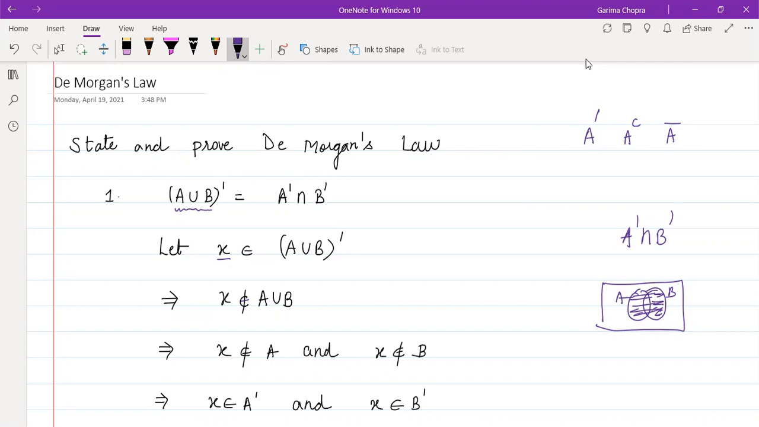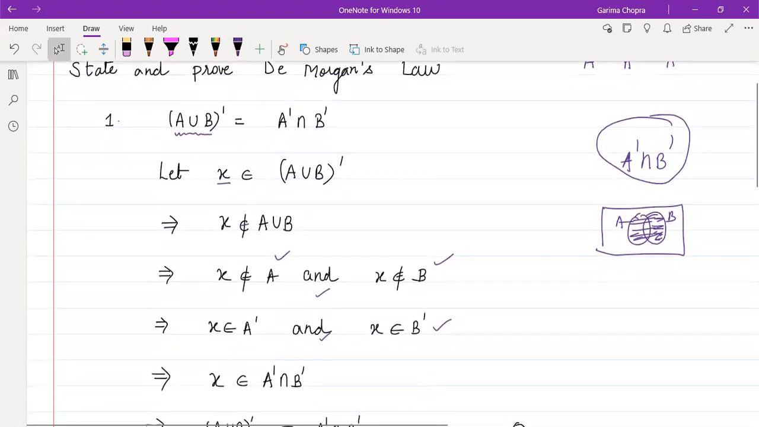Now, as we want to reach A complement and B complement, from this A and B we will be moving towards the complement. So how can we move towards the complement? If we're saying that X does not belong to A, it means that X belongs to its complement. Here we have taken the same thing, that X belongs to its complement, and here we have "and" as it is, and this X does not belong to B becomes X belongs to the complement of B.